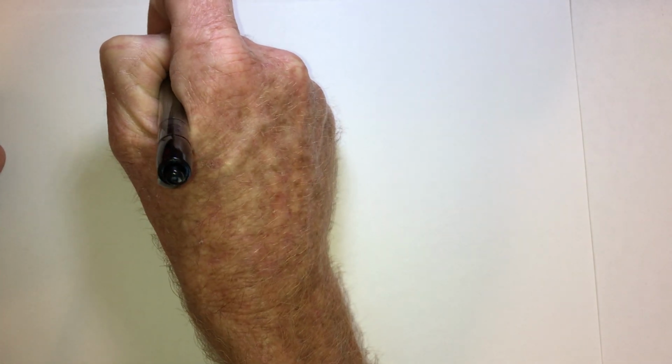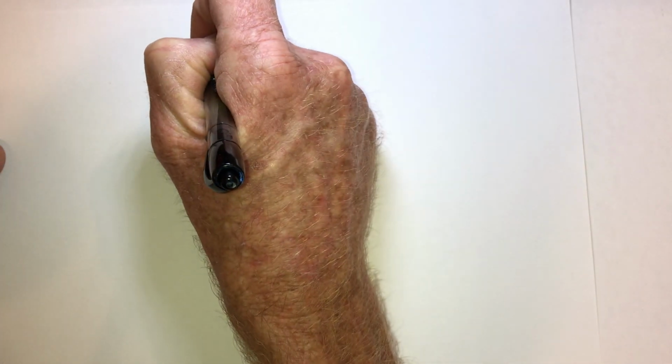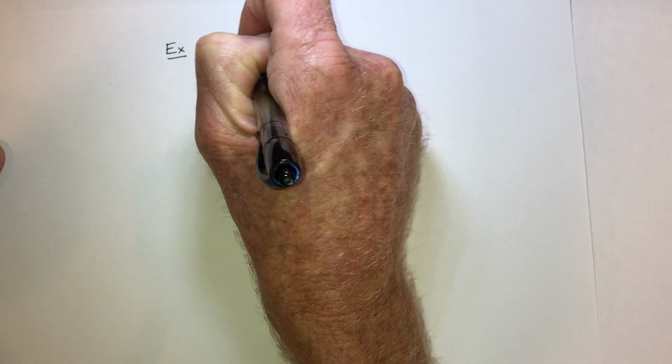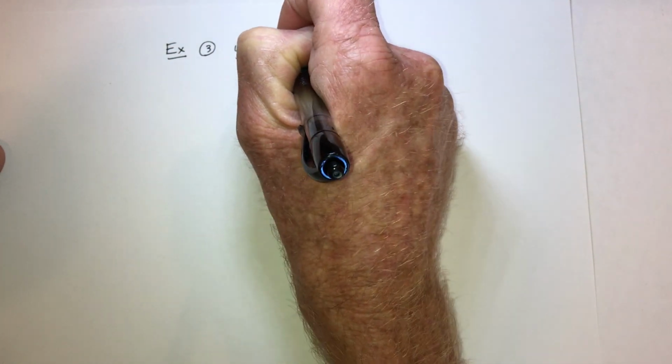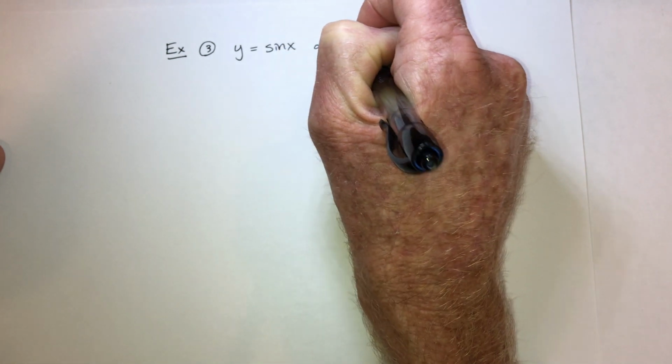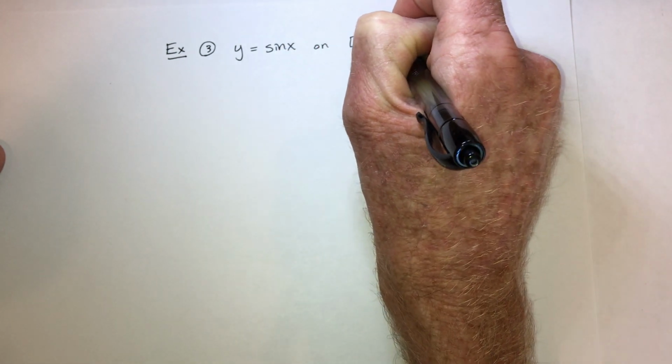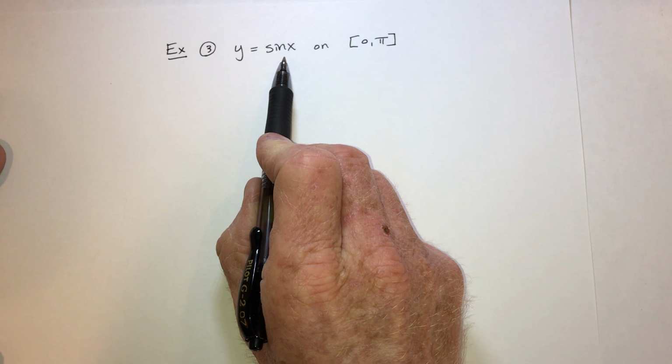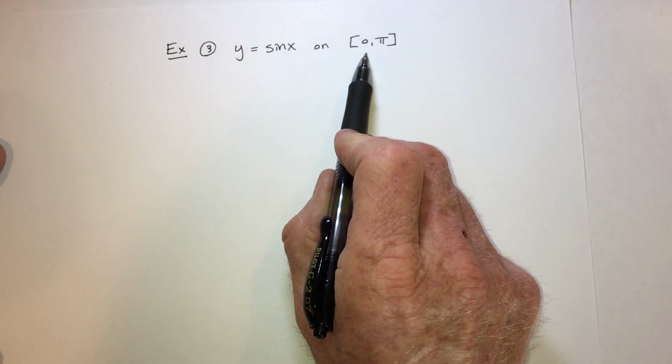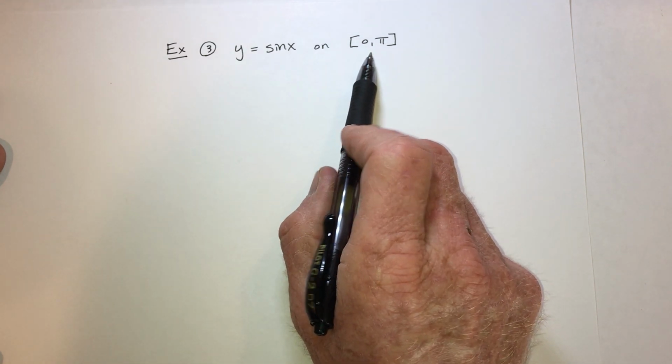Then, for one that is a little more challenging, you guessed it, trigonometry time. So for example number 3, go with y equals sine of x on the interval from 0 to pi. And since x is the independent variable, that means this is talking about x.